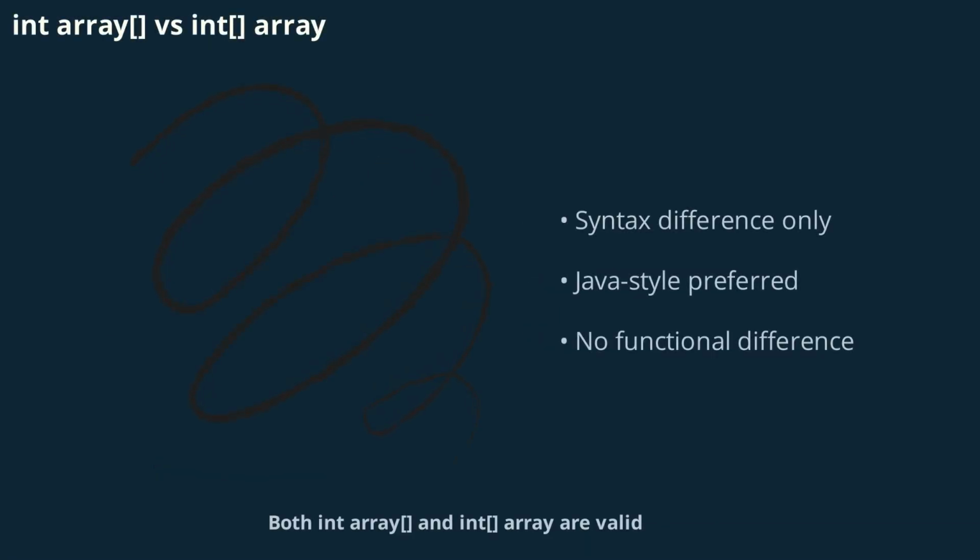Both int[] array and int array[] are valid ways to declare an array of integers in Java. The difference is purely in syntax. The first is Java style, while the second is C-style. Functionally, they are identical, but Java style is preferred for consistency and readability.